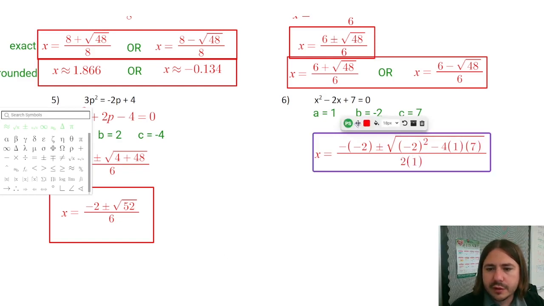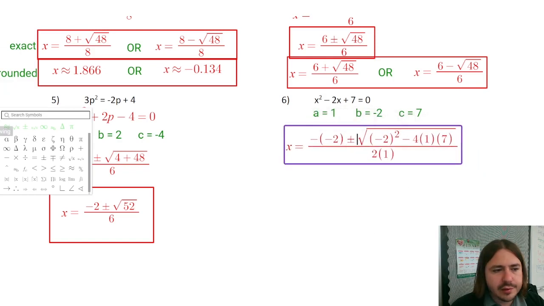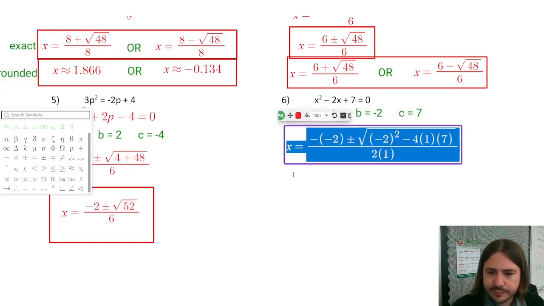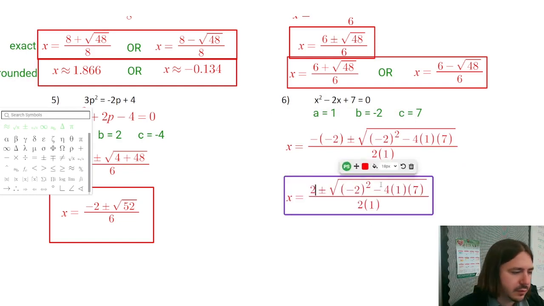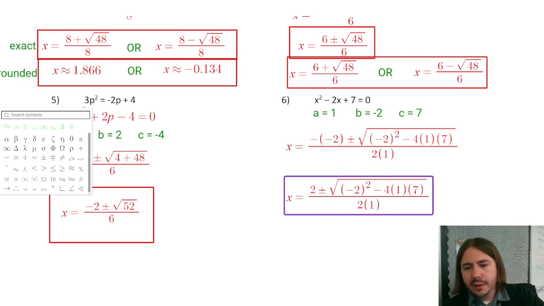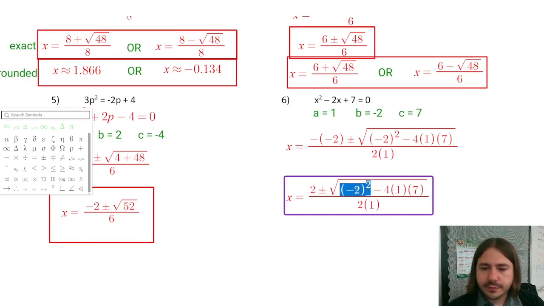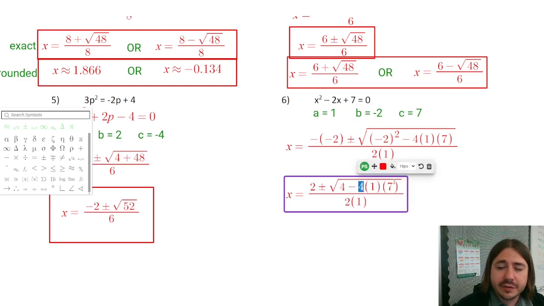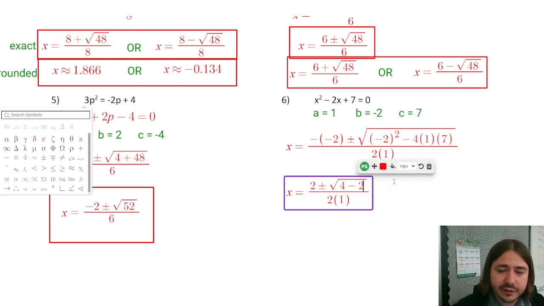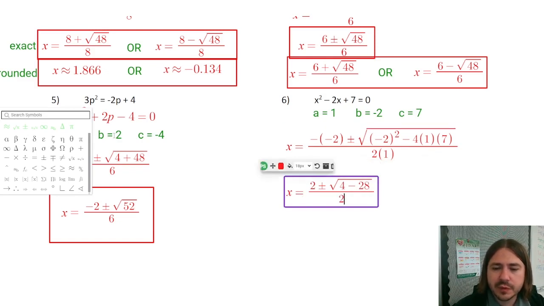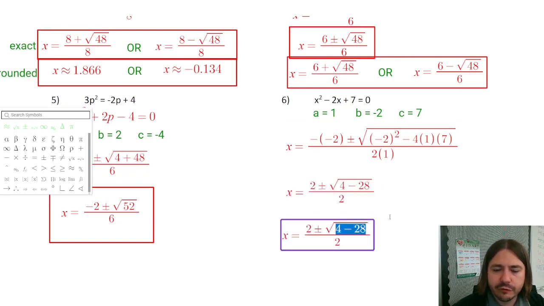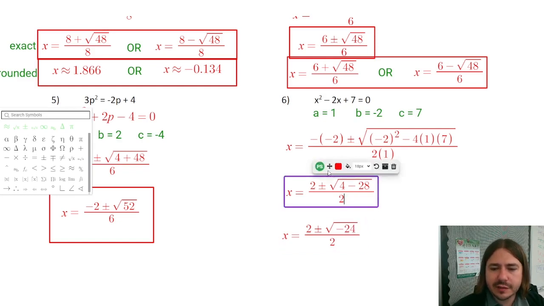Okay, so what do we need to do here? We need to simplify. Negative 2 is going to be just positive 2. Negative 2 squared is 4. And 4 times 7 is going to be 28. This is going to work out, well, you'll see in a second here. 2 times 1 is 2. Now, 4 minus 28, that is not going to be a positive number. That's a negative number. That's going to be negative 24. So there's two different ways we can state this solution here.